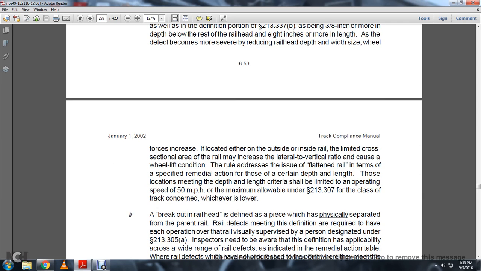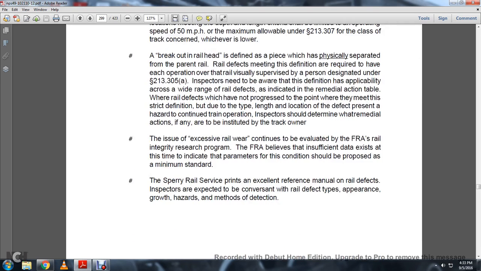The limited cross sectional area of the rail may increase the lateral to vertical load ratio, causing a wheel lift condition. The rule addresses the issue of flattened rail in terms of specified remedial action for certain depth and length. Those locations meeting the depth and length criteria should also be limited to an operating speed of 50 miles an hour, or the maximum allowable under 213.307 for the class of track, whichever is lower.